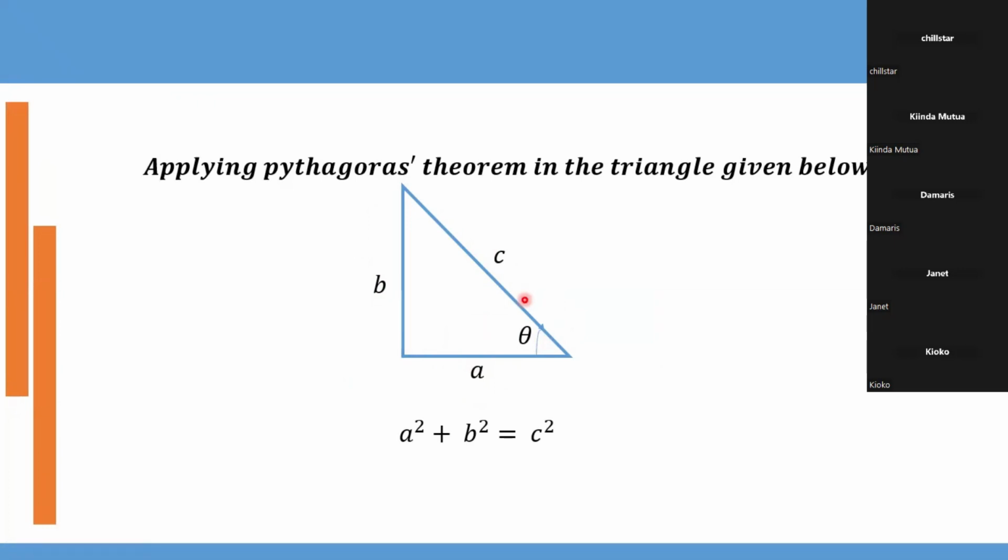So by Pythagoras theorem, we have adjacent squared plus opposite squared gives us c squared, that is the hypotenuse squared. These are formulas that we all know from the basics of mathematics in trigonometry. Know that the Pythagoras theorem is given by a squared plus b squared equals c squared.